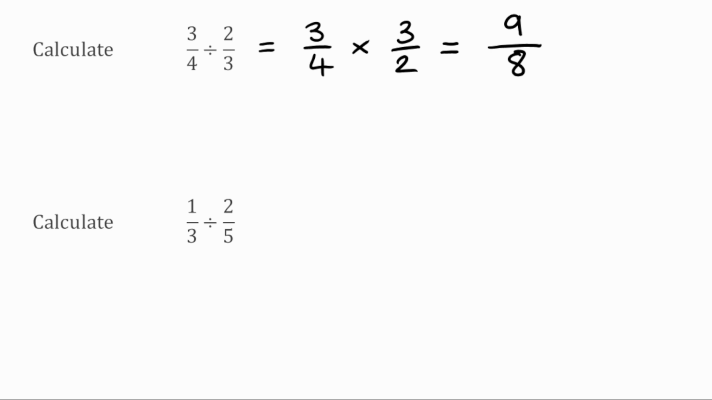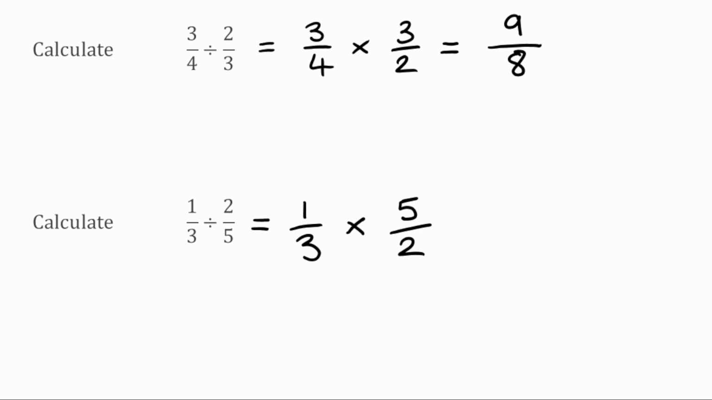For this next question, we've got 1 over 3 divided by 2 over 5. So again, we're going to apply our keep, flip, change method. So we're going to keep our 1 over 3. We're going to flip our 2 over 5, so it now becomes 5 over 2. And then we change our division into a multiplication.